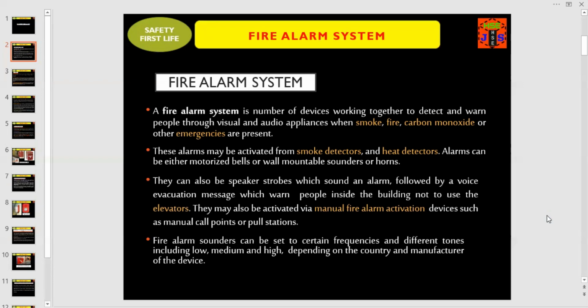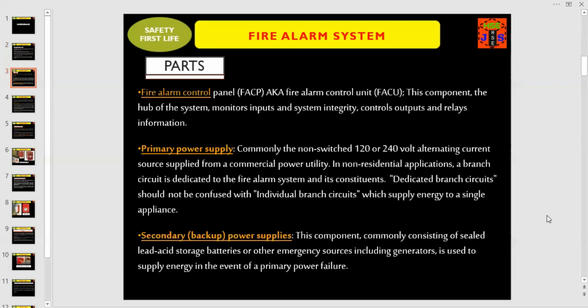They may also be activated via manual fire alarm activation devices, such as manual call points or pull stations. Fire alarm sounders can be set to certain frequencies and different tunes, including low, medium, and high, depending on the country and manufacturers of the device. Let us discuss now the parts of fire alarm system.